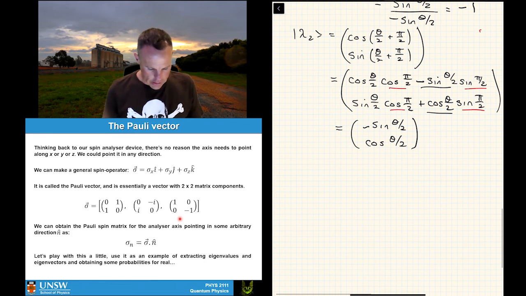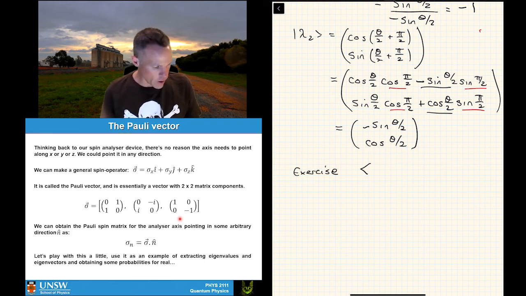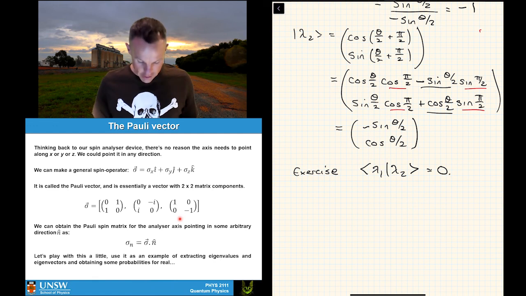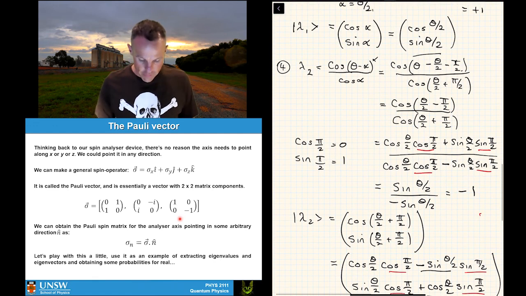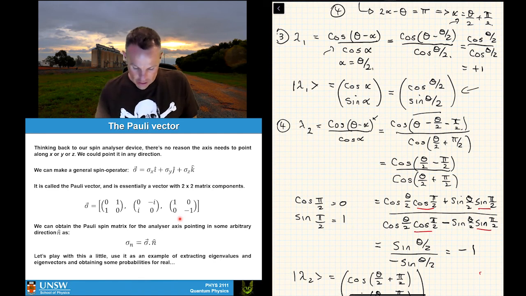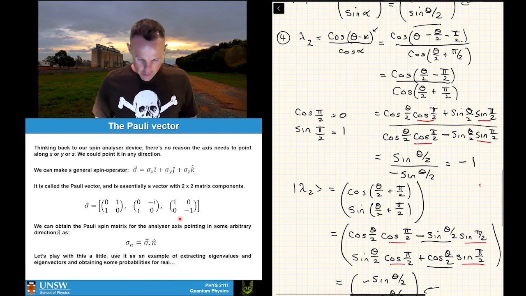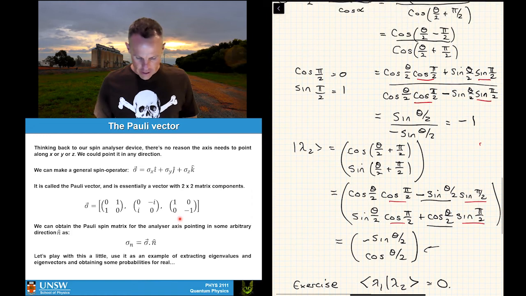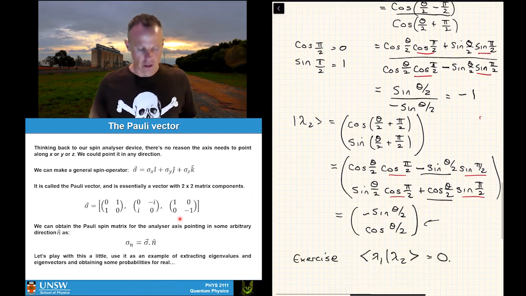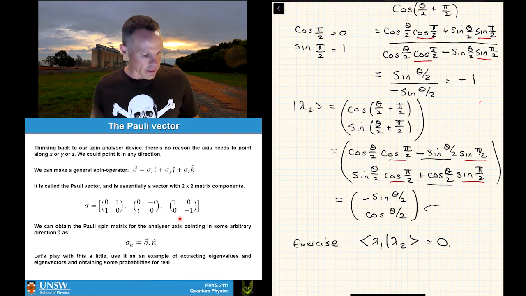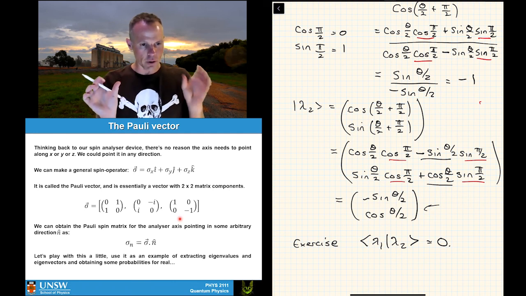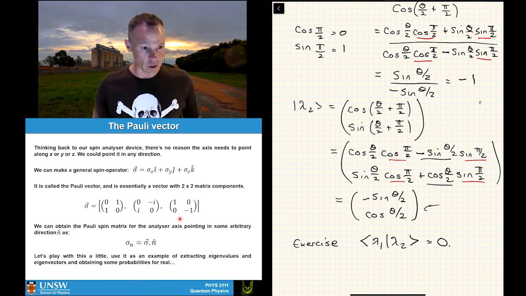I'll leave this as an exercise, and that's to show that the lambda 1, lambda 2 inner product is equal to 0 here. Okay, just to check that these two eigenvectors that we get, this one here and this one here, are orthogonal to each other. But you can kind of see it quickly, right? When you do that product, you're going to get two terms where one's positive, one's negative. They cancel each other out and you get 0.